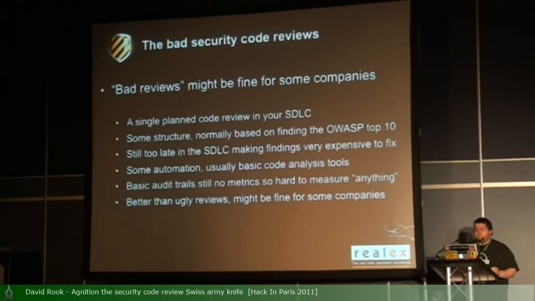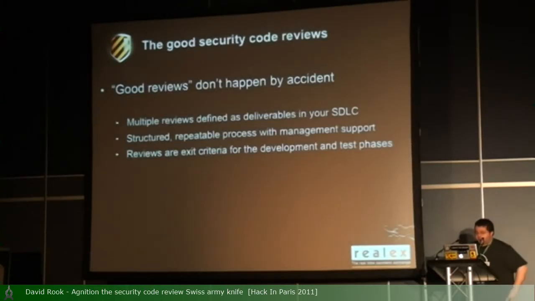But we start to have some automation in there to help the human reviewer. We start to then get basic audit trails. Metrics are still difficult to get at this point. They're better than ugly reviews, like I said, and they might be fine for some.